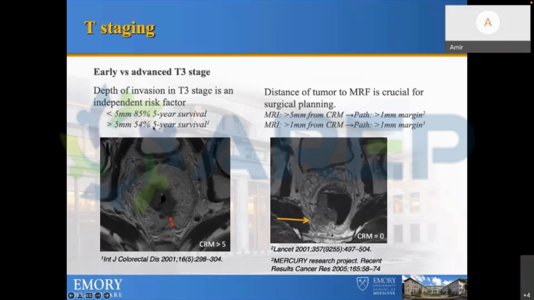So that's why it's very important to do chemotherapy and radiation therapy first for this, and then maybe they can proceed with surgery with their early T3 stage.